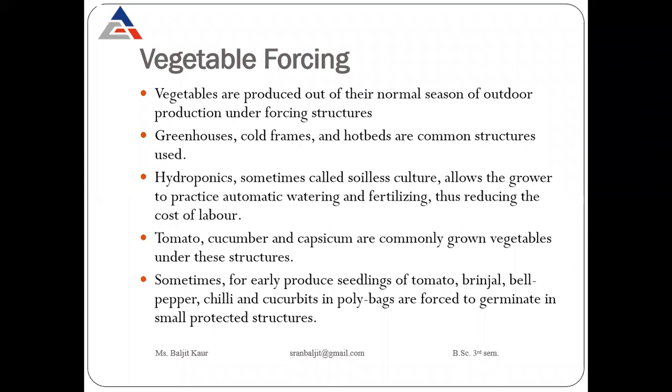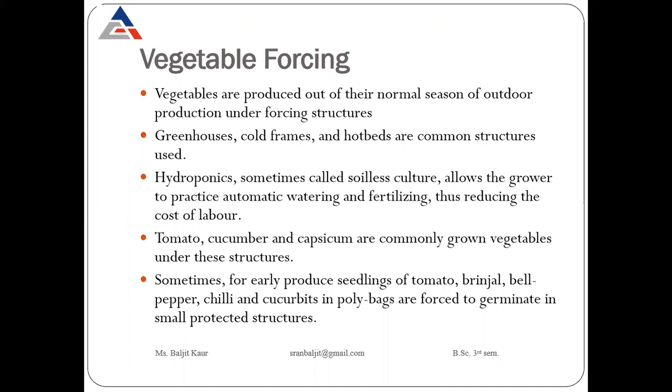So hydroponics is a technique by which growers do not need to water or fertilize the crops manually, because there is an automatic practice of watering and fertilization of the crops, and this will also reduce the cost of labor. The most common vegetable crops grown in structures like greenhouses, cold frames or hotbeds are tomatoes, cucumber and capsicum. And sometimes for early produce, seedlings of tomato, brinjal, bell pepper, chili and cucurbits in poly bags are forced to germinate in small protected structures, right?